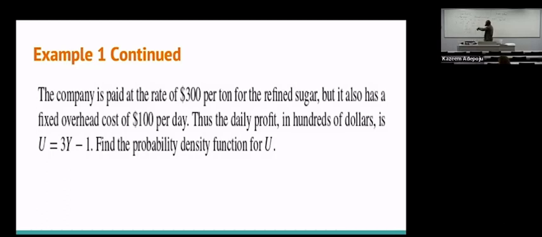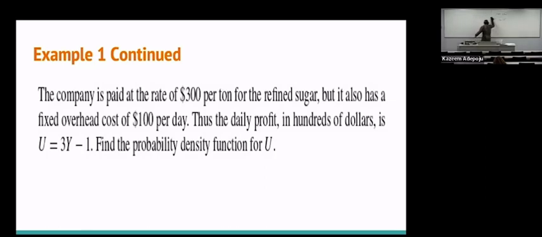Okay, now the question is asking you to find the density function of U. Why are we interested in finding the density function of U? Because U is a random variable. We may want to find the average of U, but without the probability density function of U, there is no way we'll be able to figure out the mean. Any question? Any question?